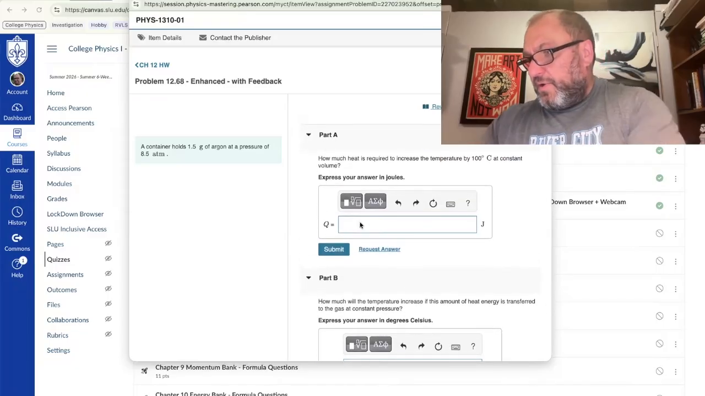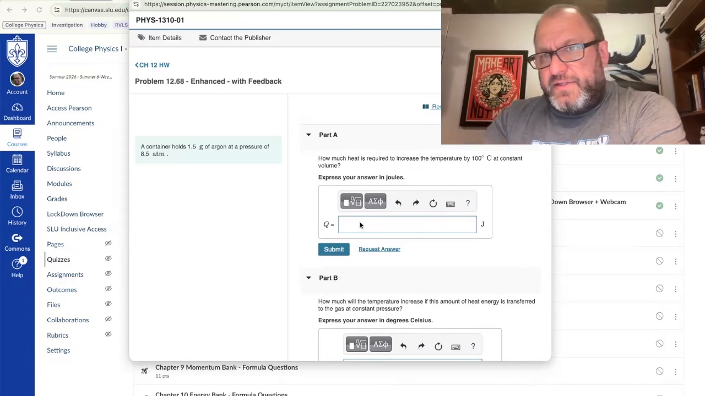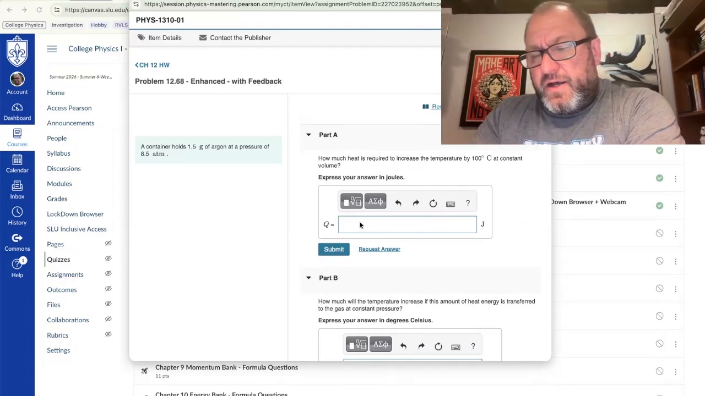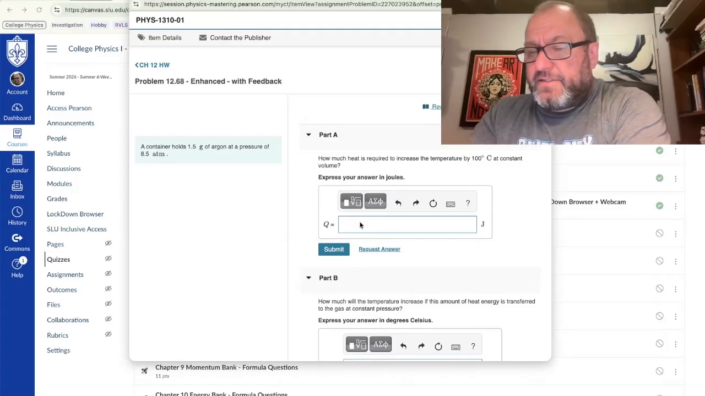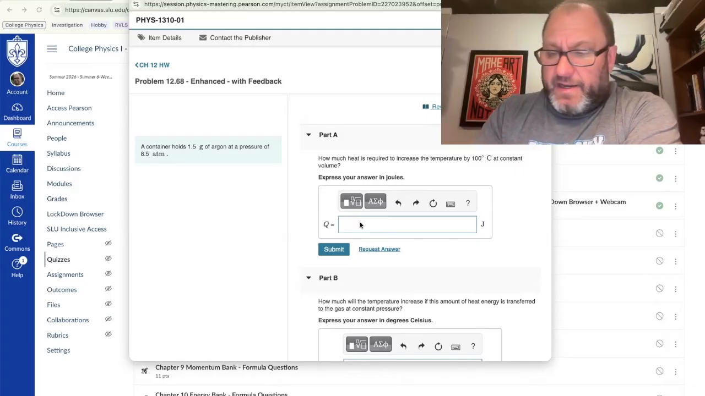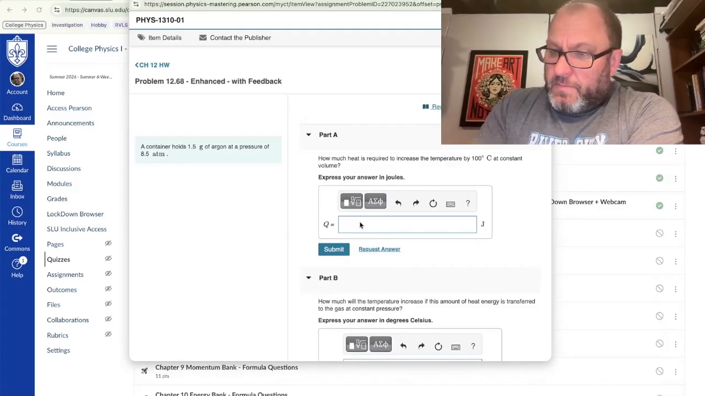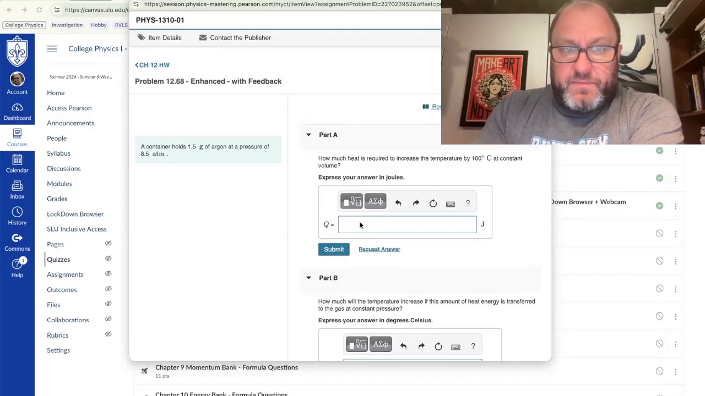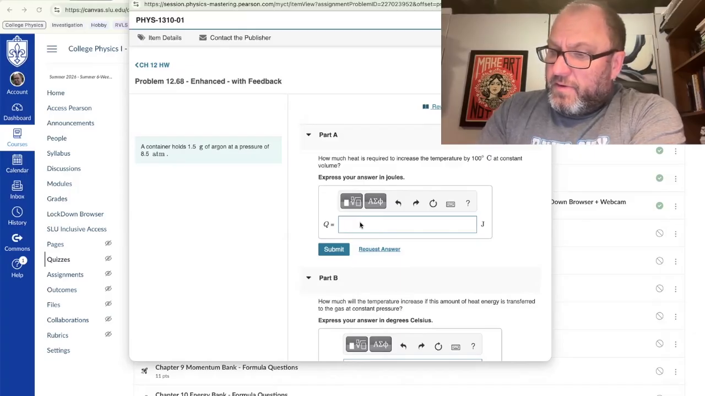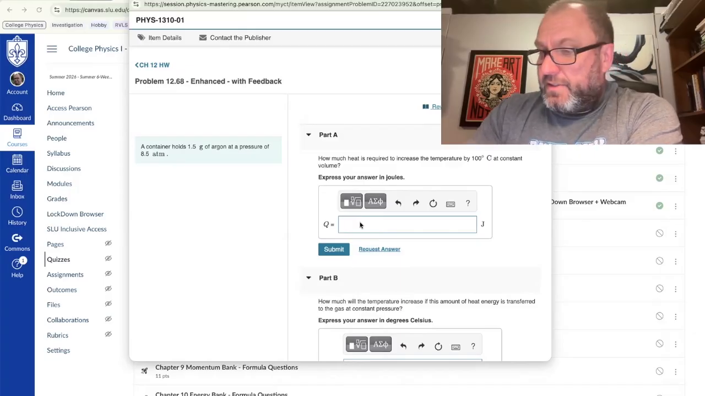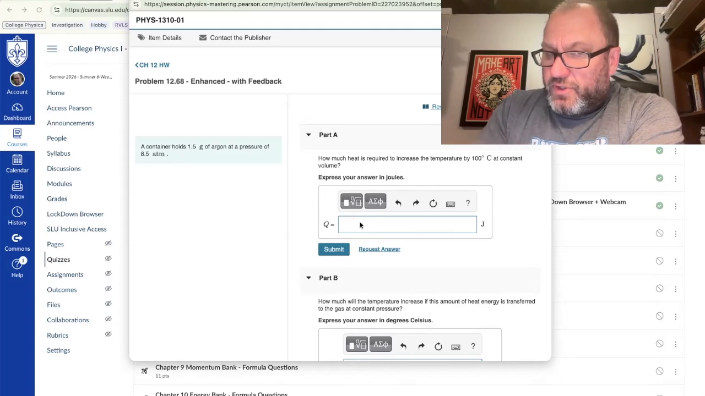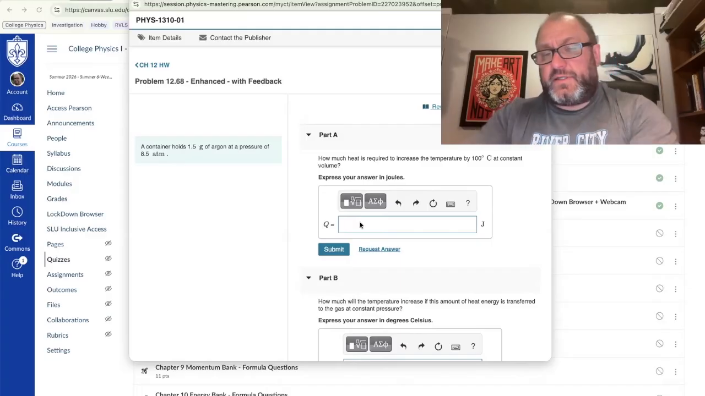And let's write down what we do know. This is going to be a little bit different than a solid or a liquid because we have a gas and we're dealing with gas inside of a container. All right, so our pressure is 8.5 atmospheres, and our mass of argon gas is 1.5 grams. And how much heat is required to increase the temperature by 100 degrees Celsius? So I'm going to write that down. Delta T is going to equal 100 degrees Celsius.